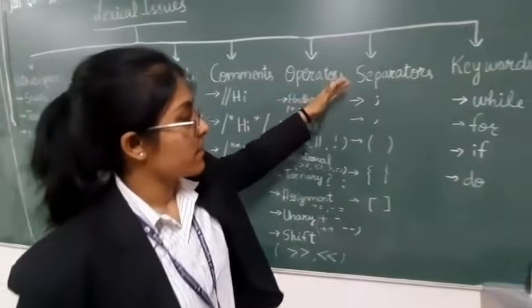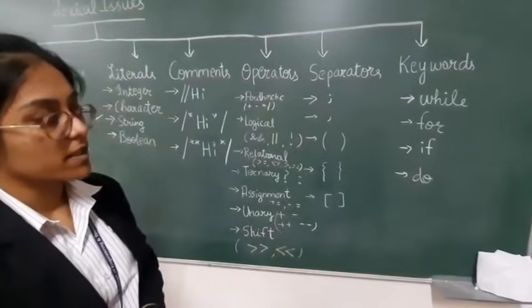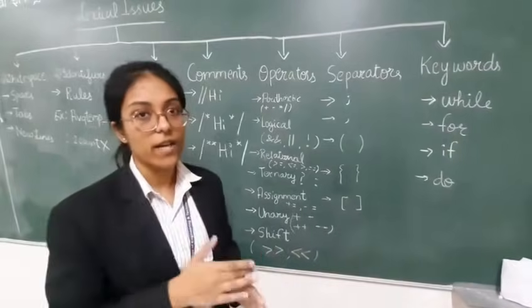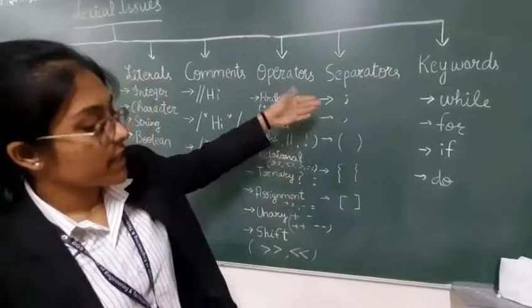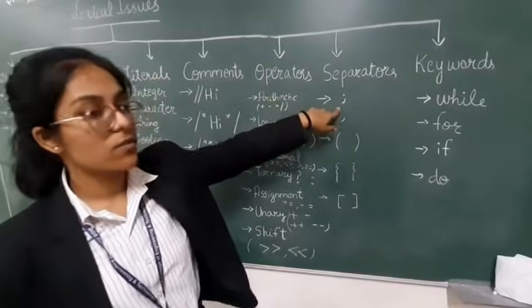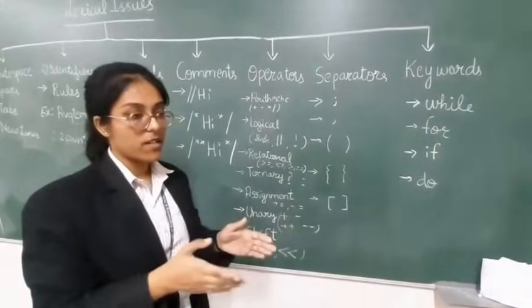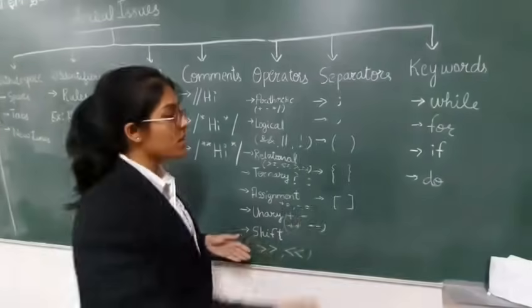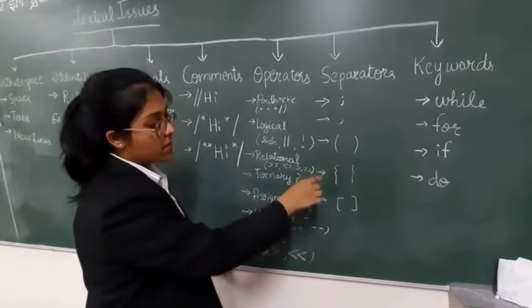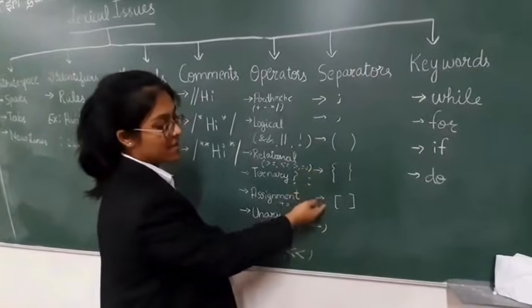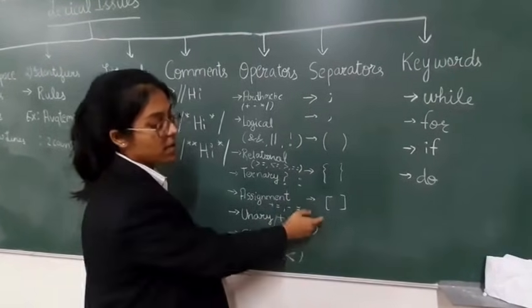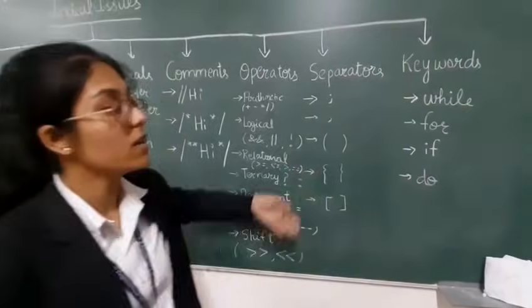The next is the separators. Separators are used to separate many lines of code in one statement. So we have many types, like semicolon, which is used to terminate a statement. Comma is used to separate items in a statement. Round brackets are used for conditions. Curly braces are used for blocks of code, and square brackets are used for array size and so on.